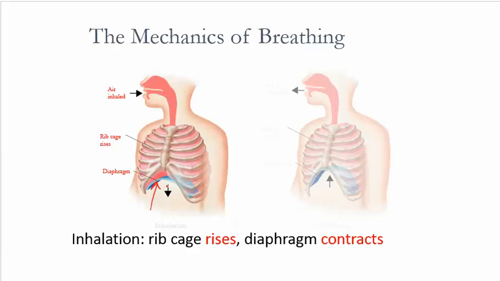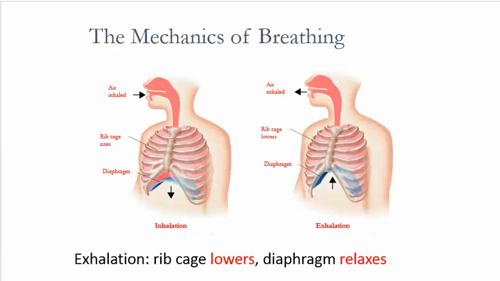So your diaphragm contracts, and when it does, your rib cage will rise, and when it does, the pressure inside of your lungs decreases and air is able to come in. When you exhale, the diaphragm relaxes, the rib cage lowers, and then the air goes out of your lungs.